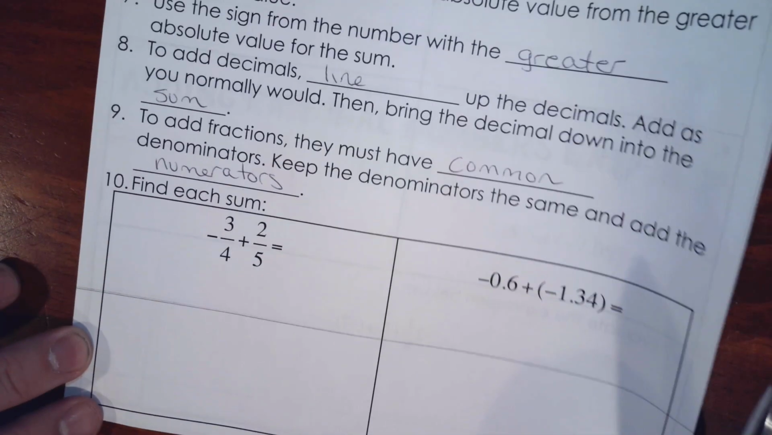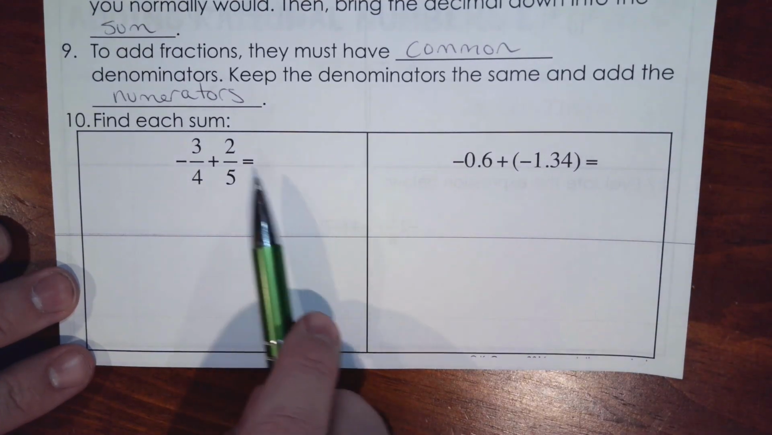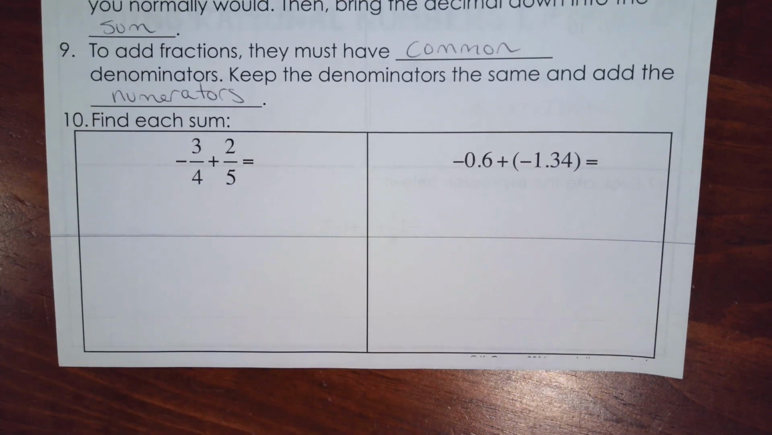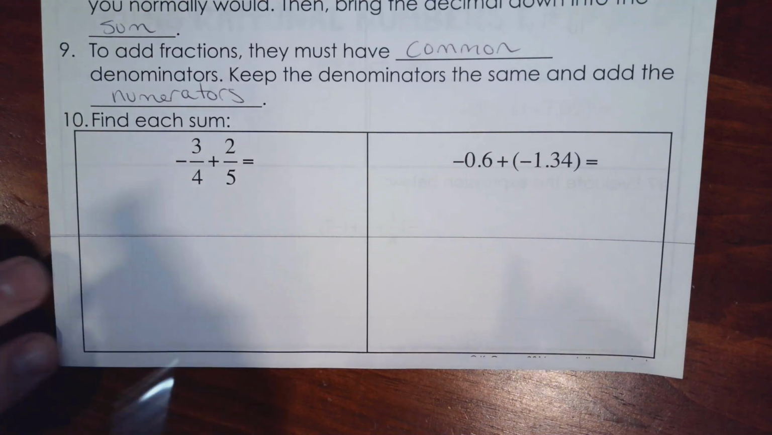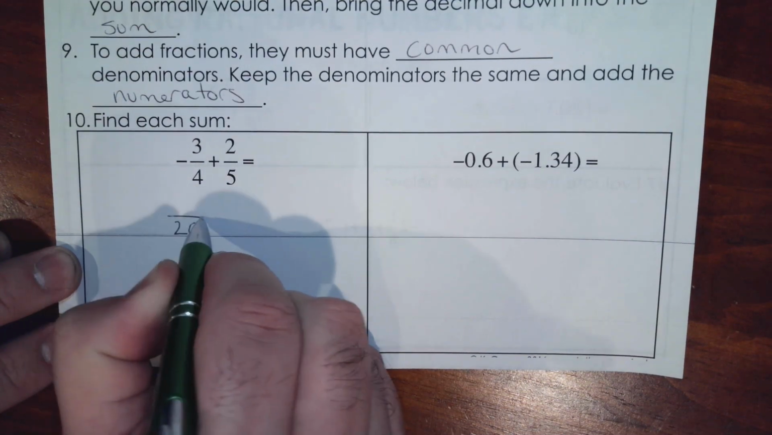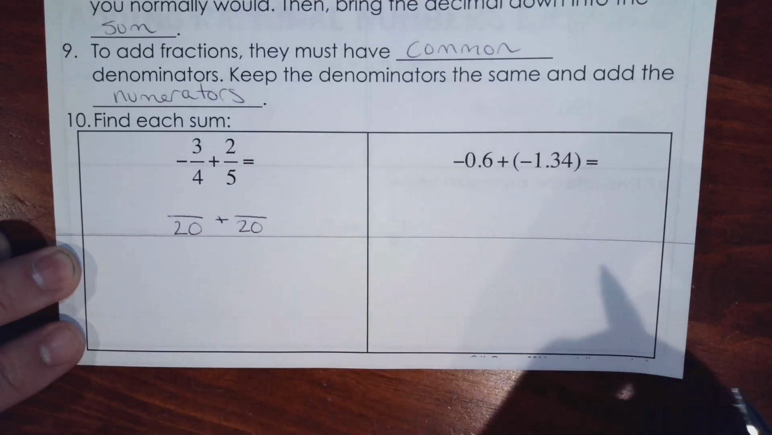So in the first one, I've got two fractions that I need to add together. And before I can do anything else, I need to find a common denominator. So what I'm thinking about now is, what's a number that 4 goes into and that 5 goes into? And if you're not sure right away, look at the multiplication table and look for a common multiple of 4 and 5. What I'm going to do is use 20 as my common denominator. So I write two fractions with 20 as my denominator.